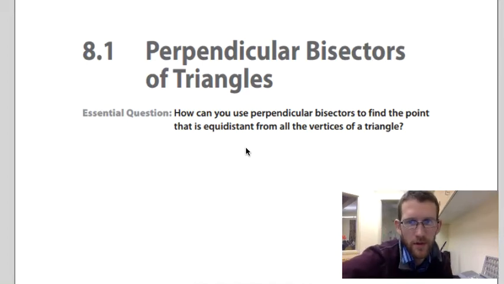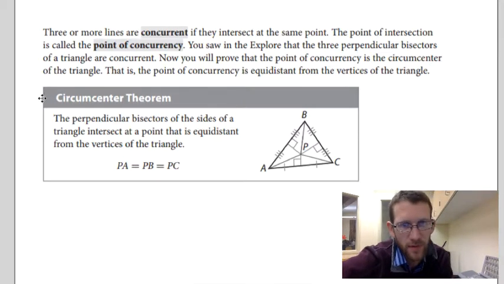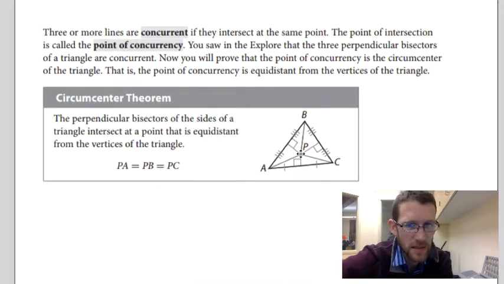Doing 8.1, perpendicular bisectors of triangles. Just for a point of clarity, we're talking about the circumcenter here. The circumcenter is labeled right here as point P, and that is where all of the perpendicular bisectors for each side intersect. There's a unique property about this circumcenter: once you have these perpendicular bisectors intersecting at point P, that point is equidistant from all of the vertices of the triangle.